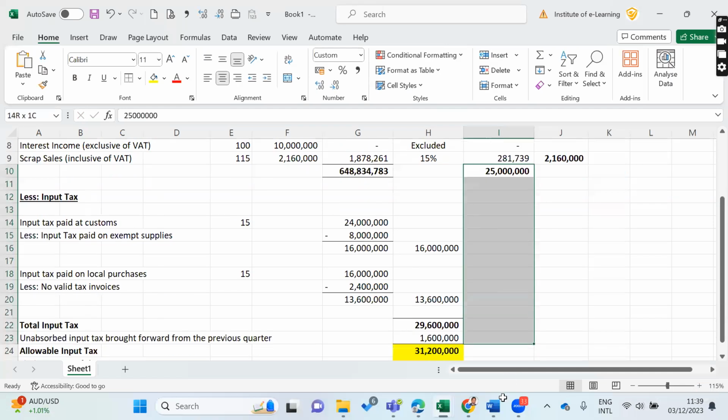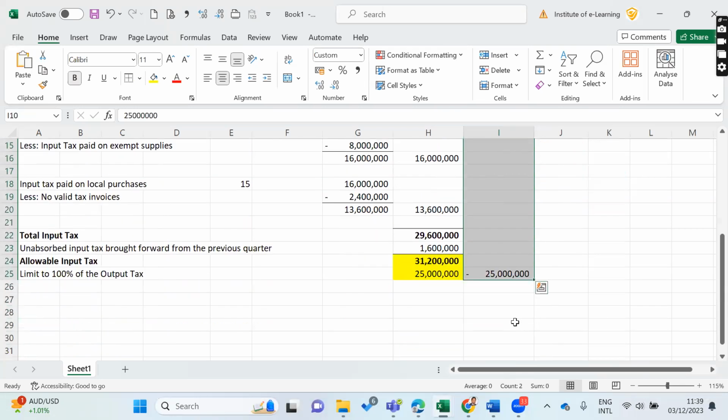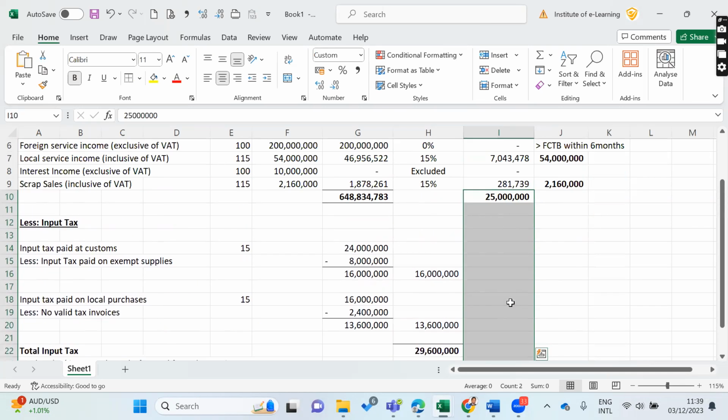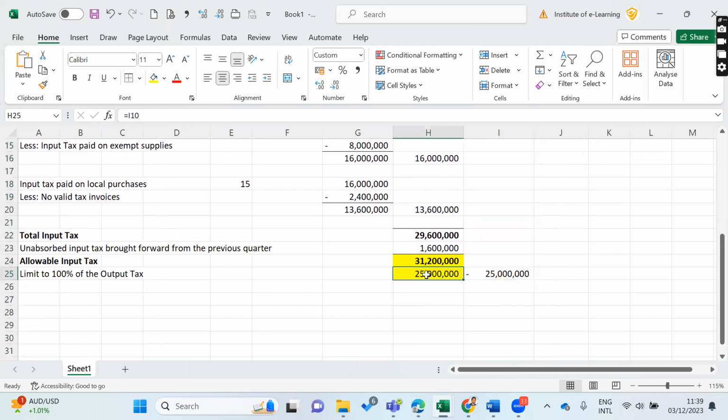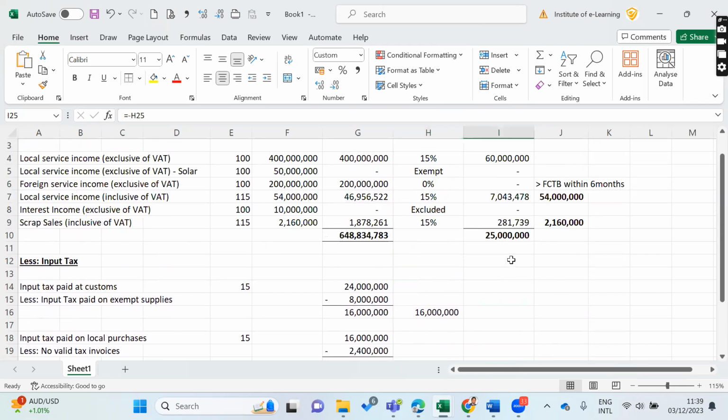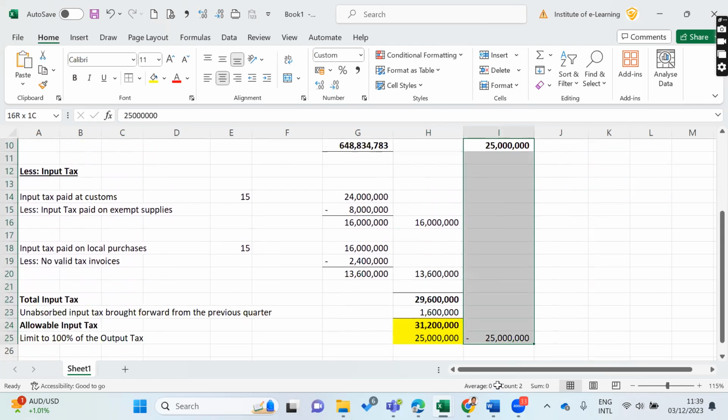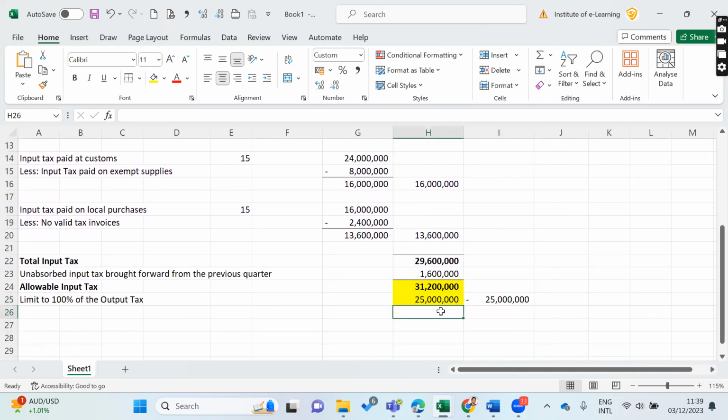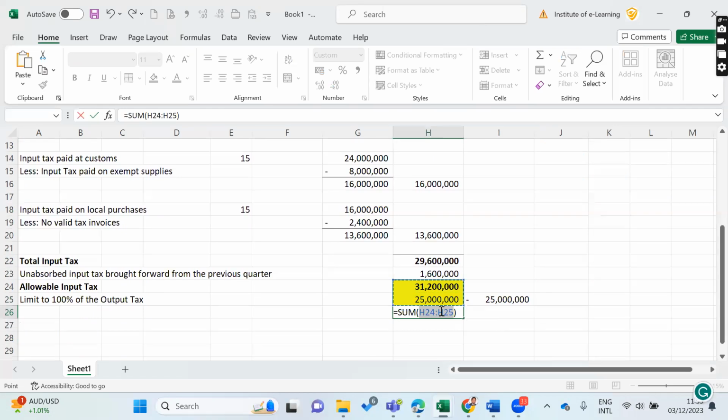Then you will do zero payment here. It's called the 100% limitation. Even though you have input of 31 million, you have to limit it to 100% of the output. You can claim only this one. If there is any balance, you can carry it forward.